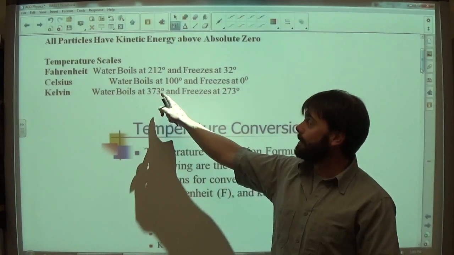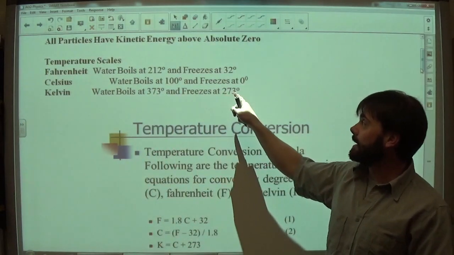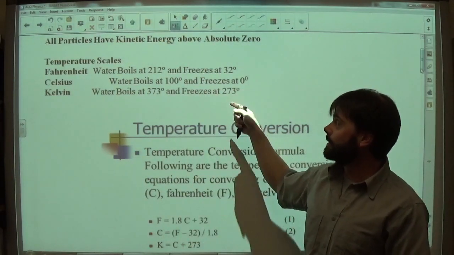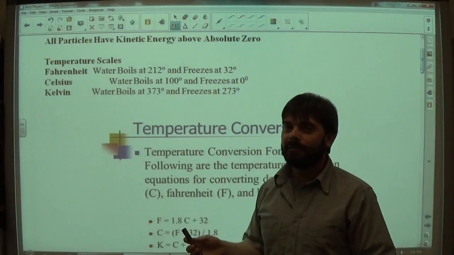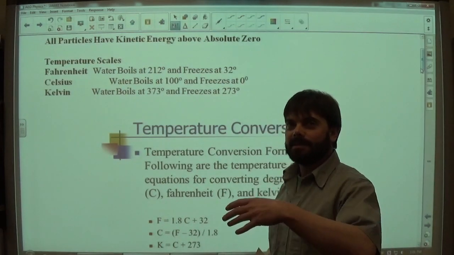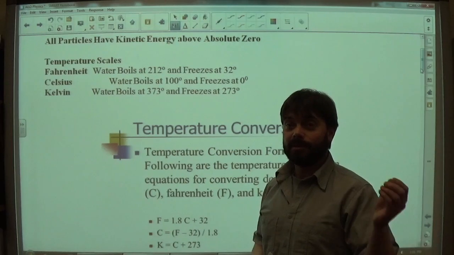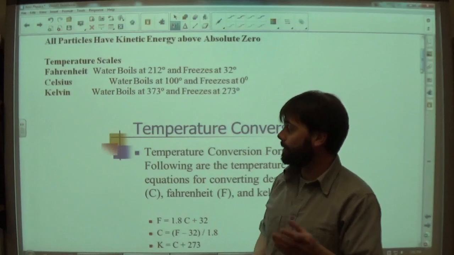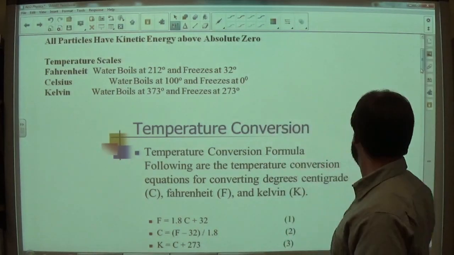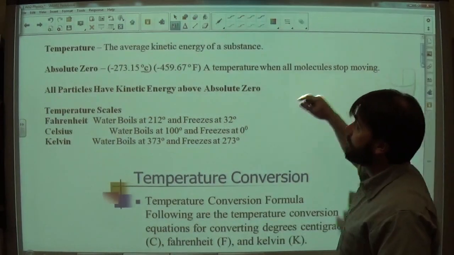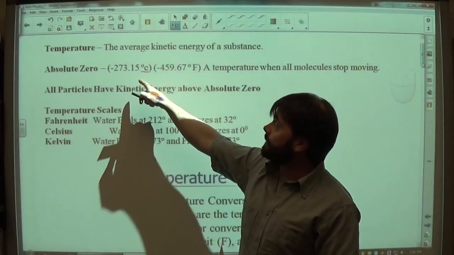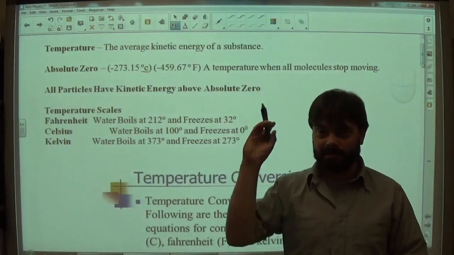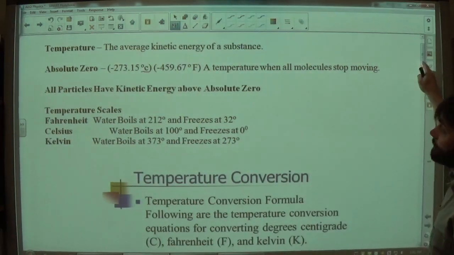But water boils at 373 degrees and freezes at 273 degrees. You will see that this scale is offset by 273 degrees. The whole idea of the Kelvin scale is that it bases things from absolute zero. So if we want to start counting from what is truly absolute zero, you'd use the Kelvin scale. So absolute zero, which we showed up above as being negative 273.15 degrees Celsius, in Kelvins is basically zero. 0 Kelvins is absolute zero.